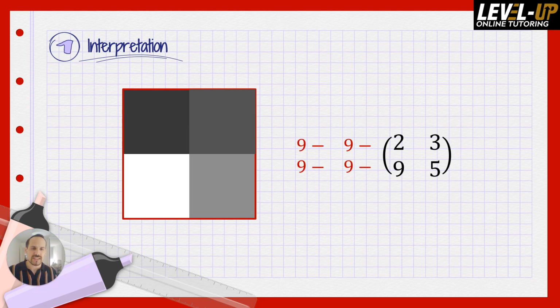Or we could do something like this, where we essentially invert the picture, where we're taking the maximum number of 9 and we'll subtract each of these numbers from that number 9.